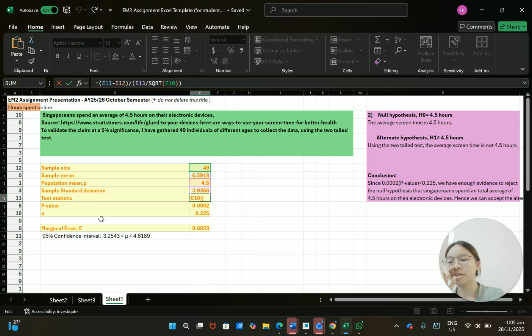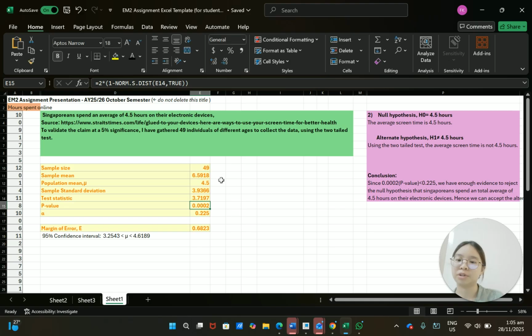Moving on, the p-value is your probability value, which shows you the chances of your null hypothesis being true or not. So here I have a p-value of 0.002 taken from this formula here, 2 times bracket 1 minus NORM.S.DIST of E14, true. So this will be used to compare to the alpha, which is 5% significance of the 4.5 hours, which is shown here.